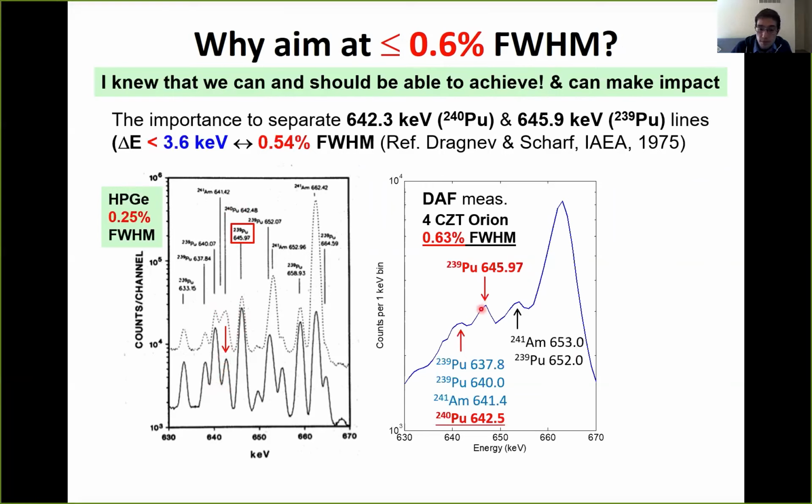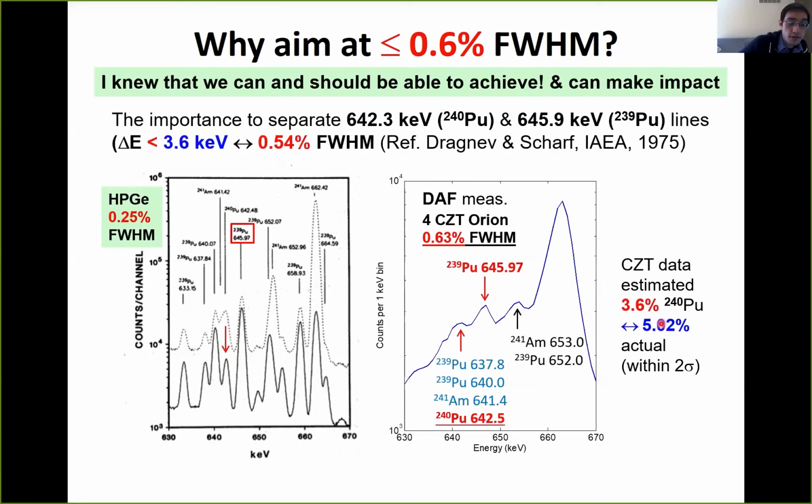We try to do the same with our CdZnTe detector. We take the ratio of the two and we can infer that there is 3.6% plutonium-240. In reality, it's actually 5%, but we are within 2 sigma of the true enrichment.